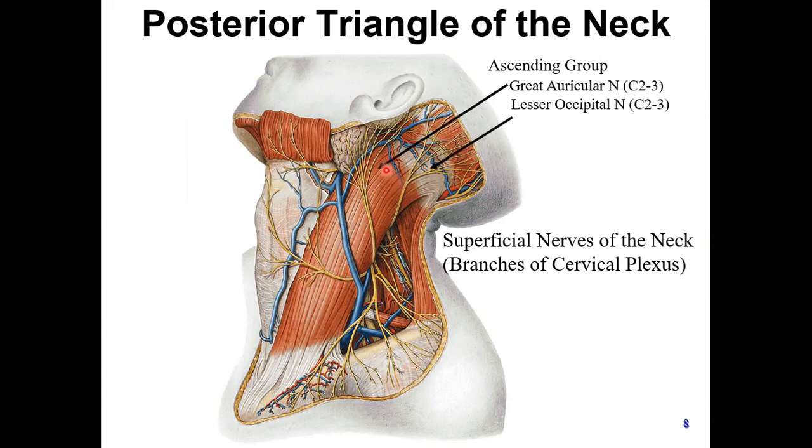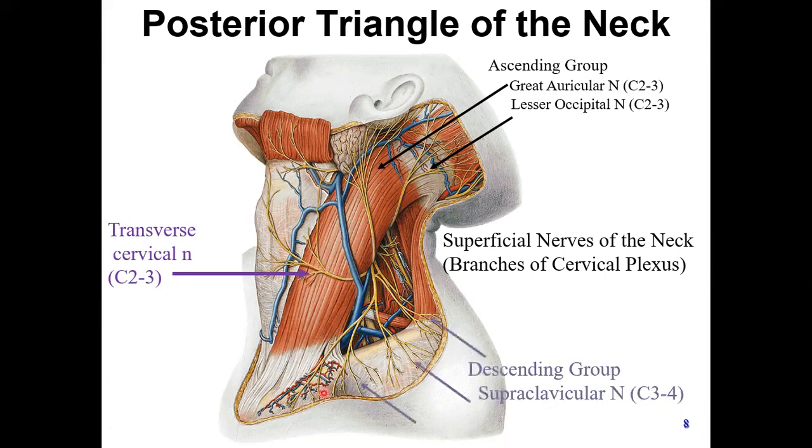So here's your greater auricular, your lesser occipital, your transverse cervical, and then your supraclavicular nerves. And these are all for cutaneous innervation.